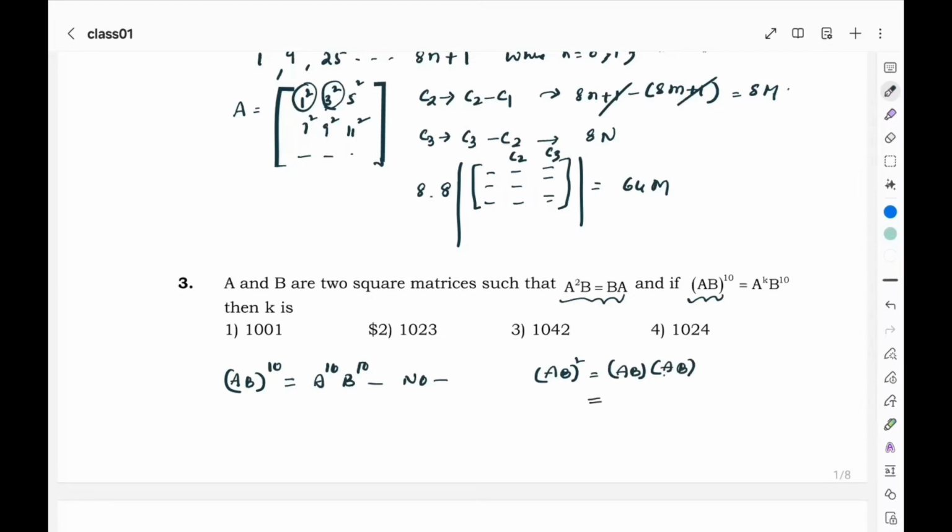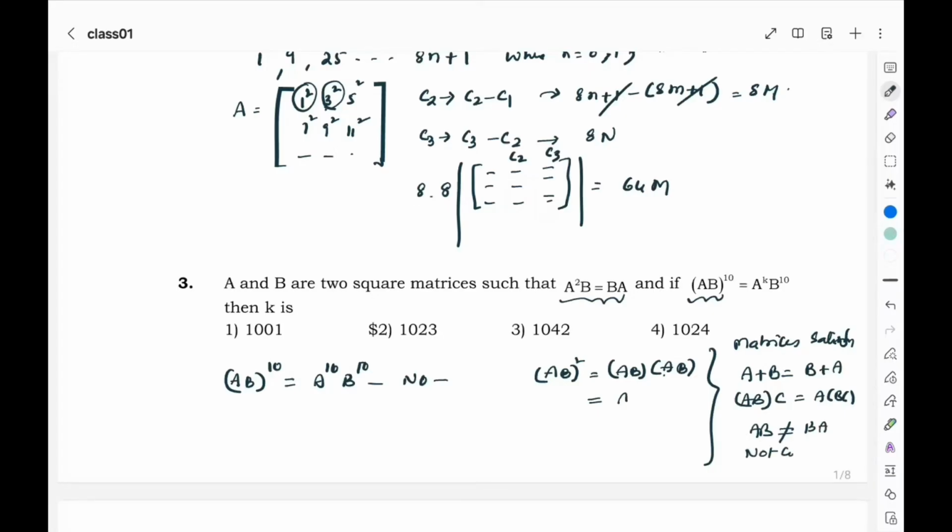So these are matrices. Which properties do matrices satisfy? Matrices satisfy the additive property and associative property with respect to multiplication as well as addition. But matrices may not commute.